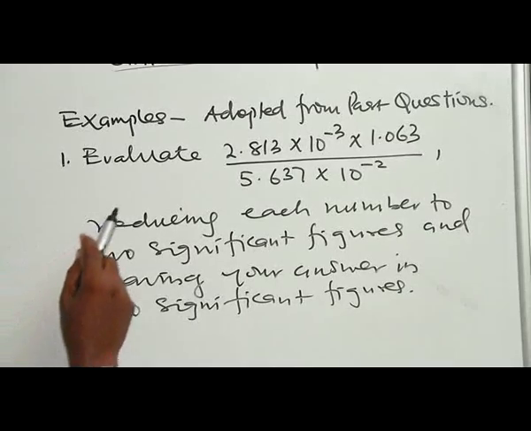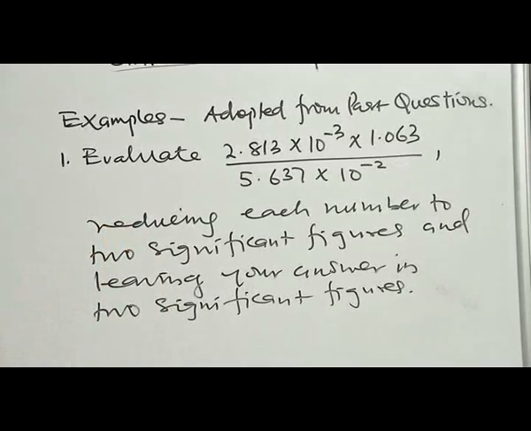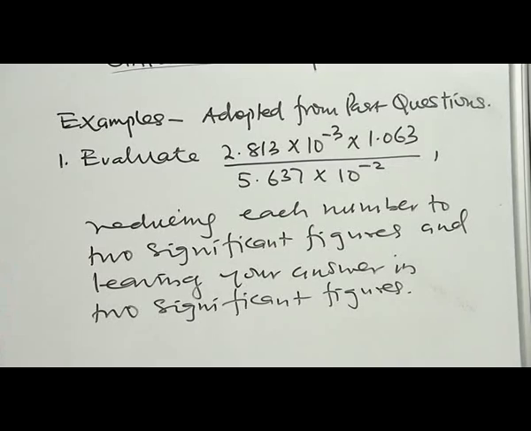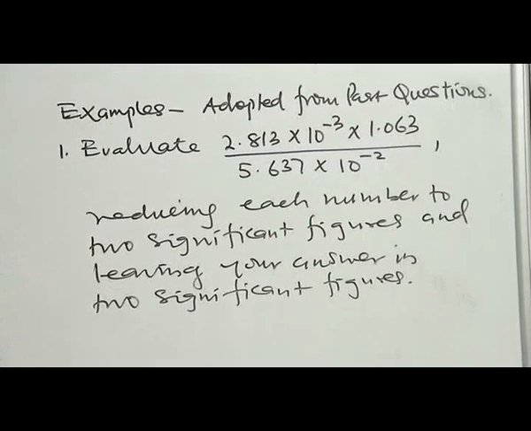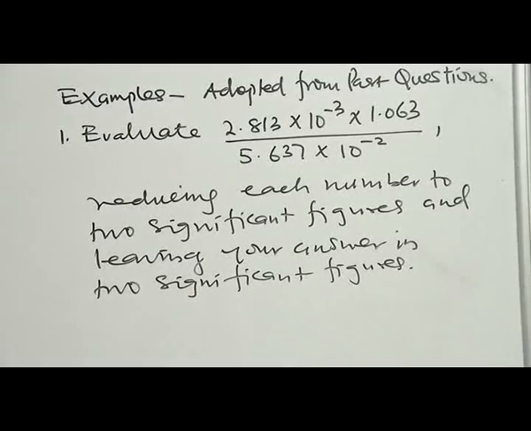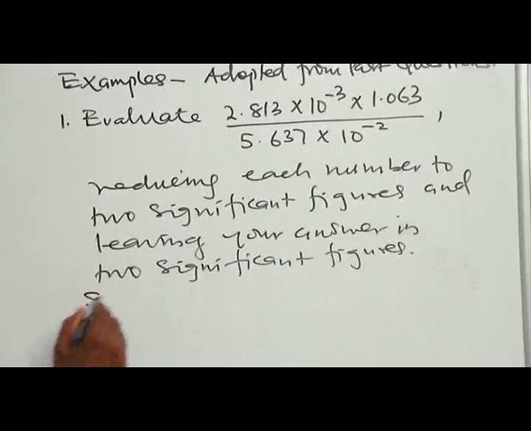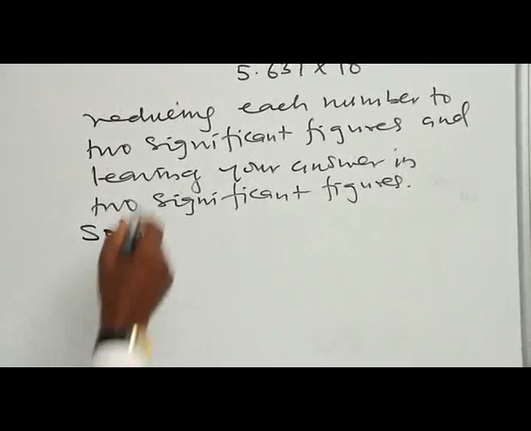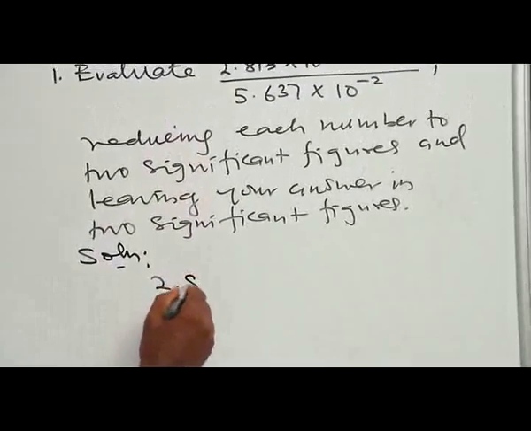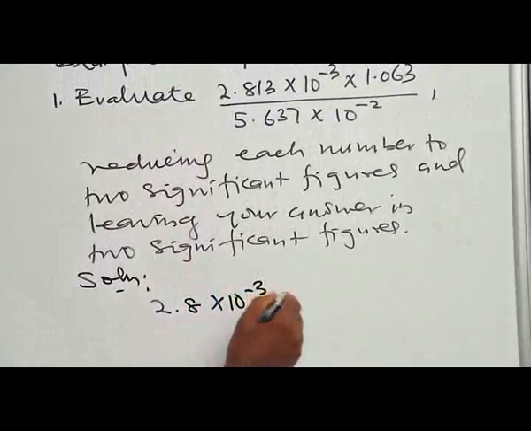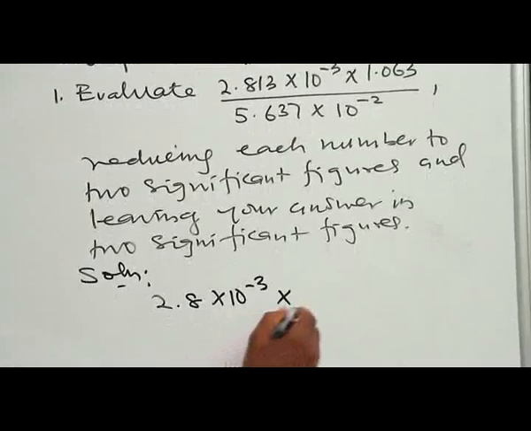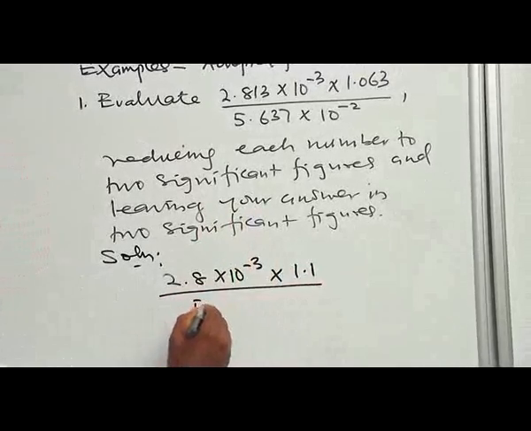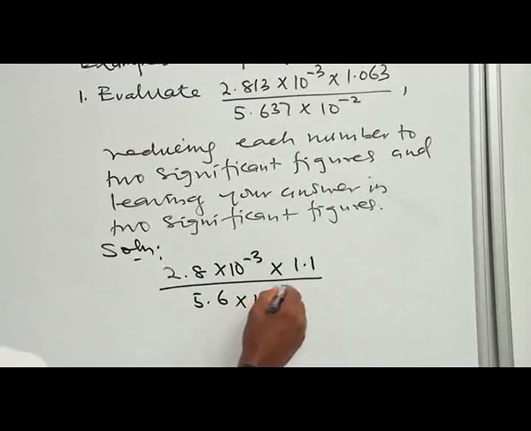Number 1, evaluate 2.813 times 10 raised to the power minus 3 times 1.063 divided by 5.637 times 10 raised to the power minus 2, reducing each number to 2 significant figures and leaving your answer in 2 significant figures. Solution. Because we are told to reduce each number to 2 significant figures, the first number becomes 2.8 times 10 raised to the power minus 3, and then the next number is 1.1, and then all over 5.6 times 10 raised to the power minus 2.